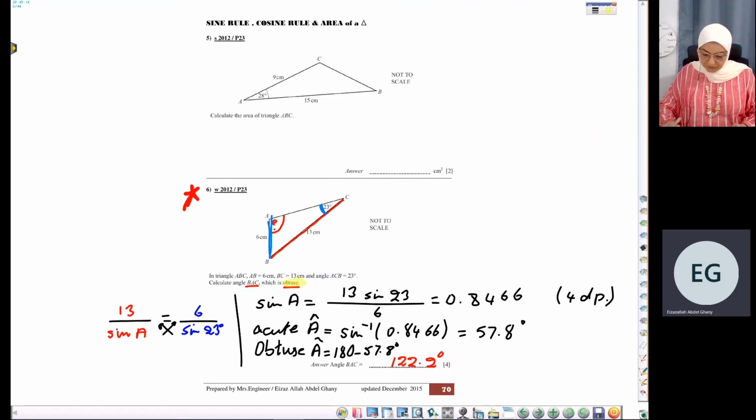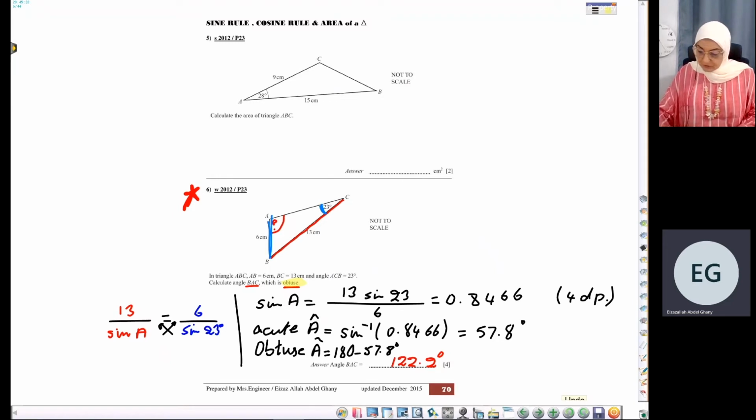How to check your work? You can click sine, answer, equal. You will find that this value is 0.8466. This is how to find an angle using the sine rule.